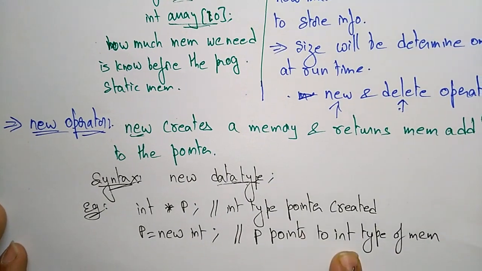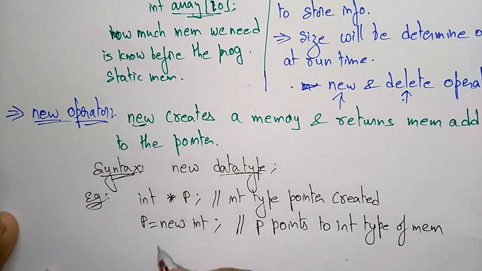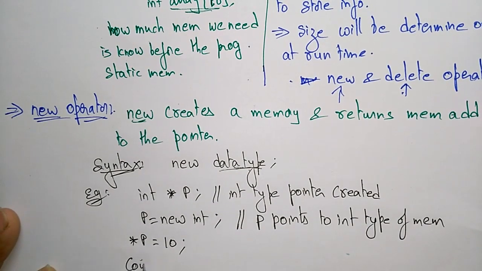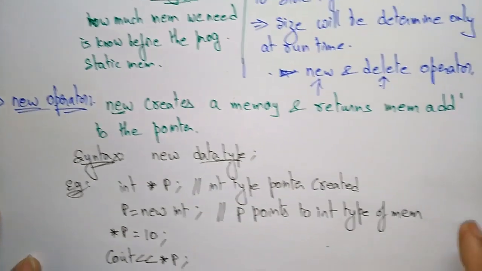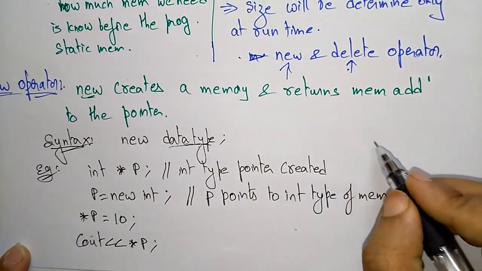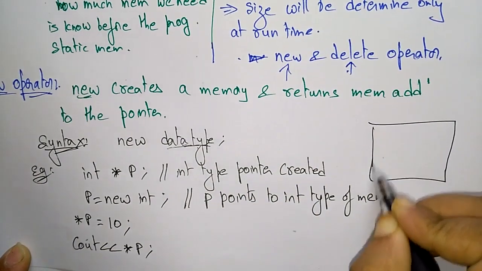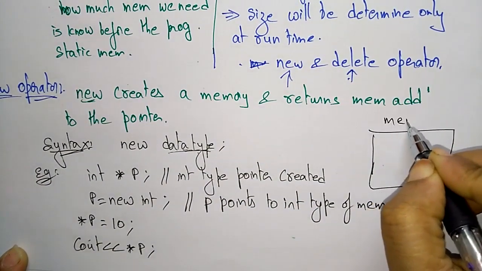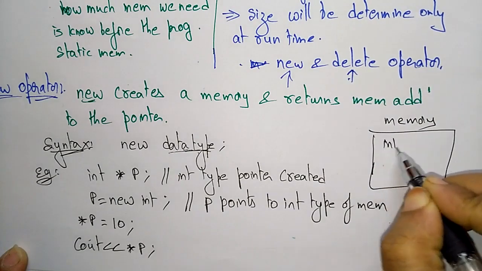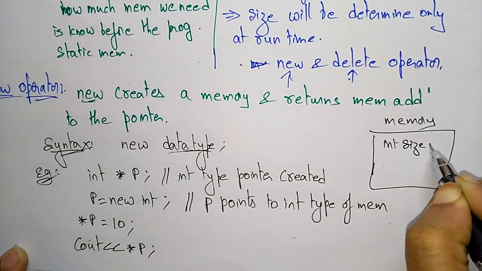P points to int type of memory. Next, star p. So in that particular location, memory address 10 will be stored. Now print the value, cout pointer p. So what does it mean? Whenever we write int star p, first this is the memory. Let us see, this is the memory. So in this memory, int size memory will be created.